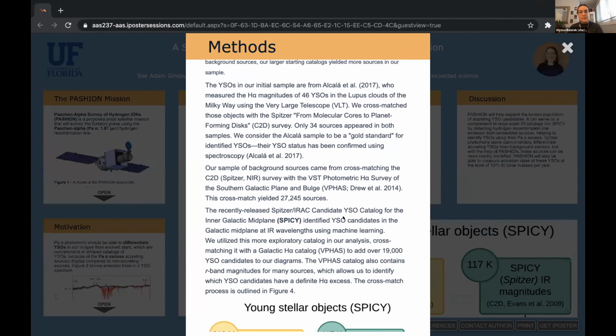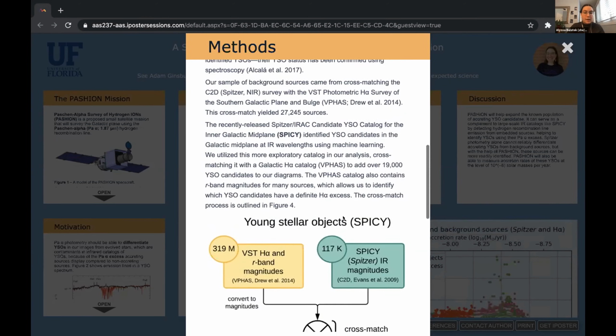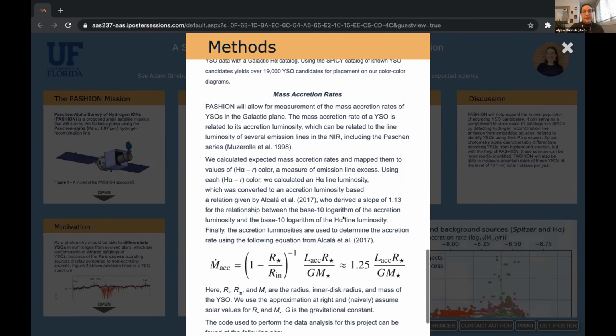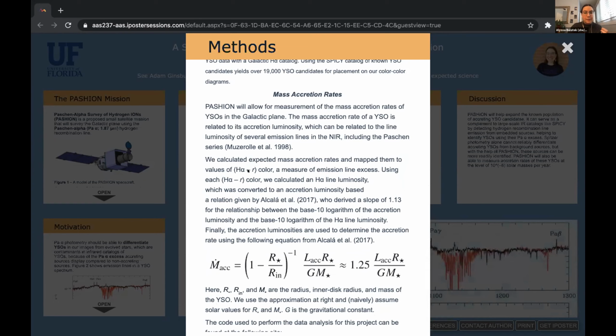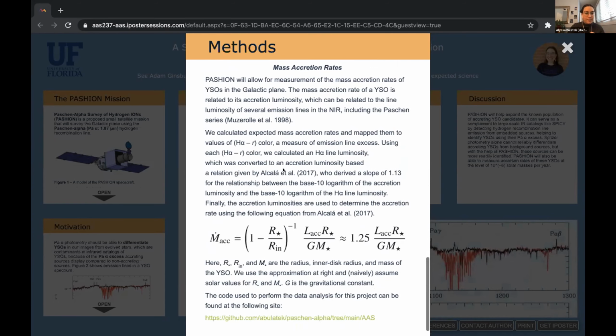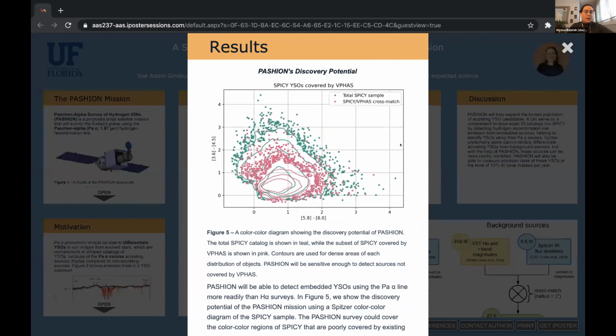Now we need the background sources, which we got the data for by cross-matching several large galactic plane catalogs in both the wideband infrared and in H alpha. And we also calculated expected mass accretion rates for the YSOs in our sample, given their H alpha minus R colors, which kind of came with that galactic H alpha catalog. So I'll show you some color diagrams now.